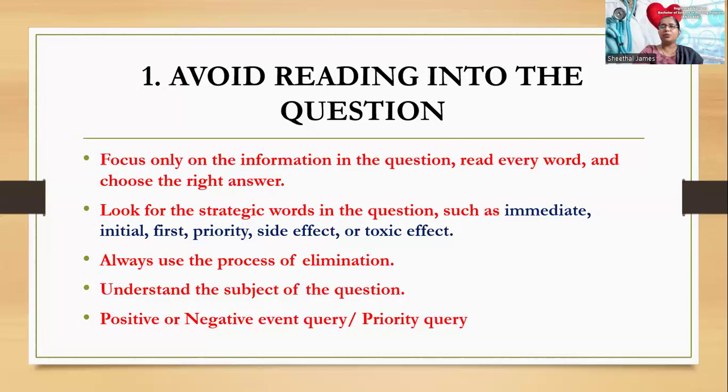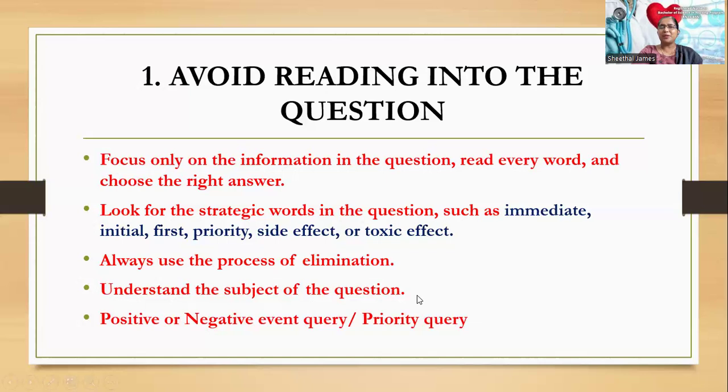So, for example, you need to know which of the following is a side effect or toxic effect, which is asked. Okay, so it can be either side effect or toxic effect. That word is considered a strategic word, and that will help you to identify the right answer. Then next thing, always use the process of elimination. That means when you are given a question with 4 options, you can very easily eliminate 2 options. Okay, and you will be a little bit confused between 2 options, and there you can again use the other strategies which will help you to come to the final conclusion.